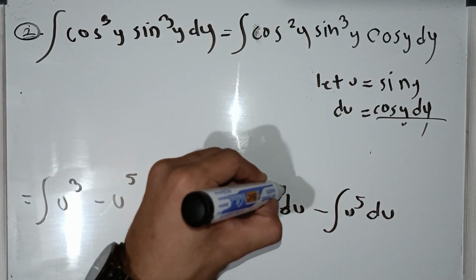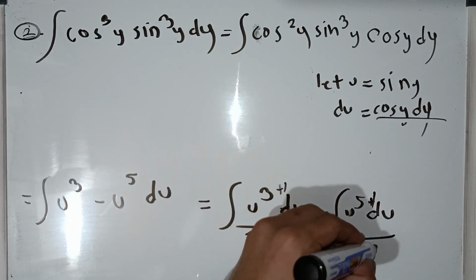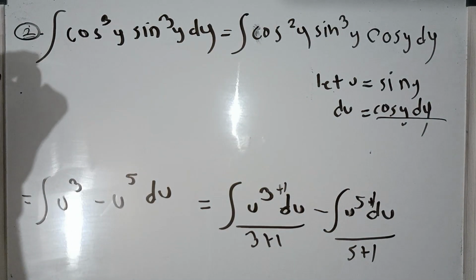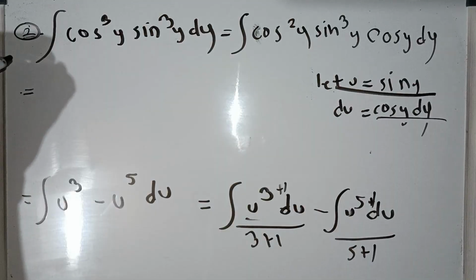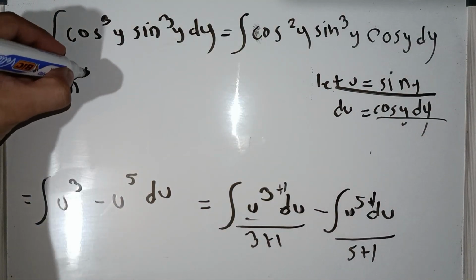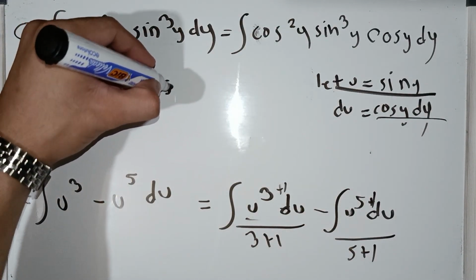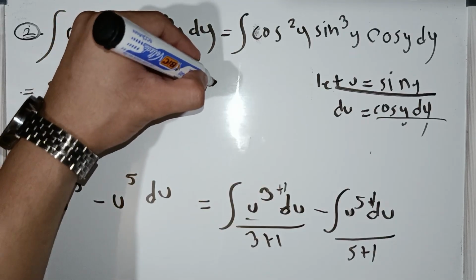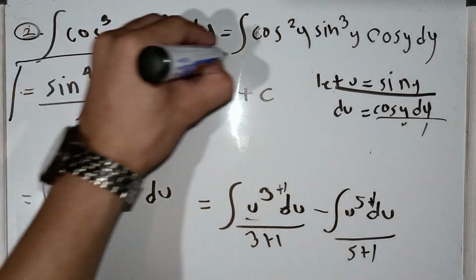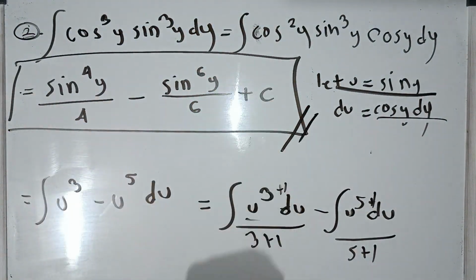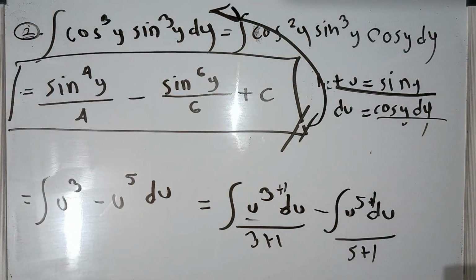3 plus 1 all over 3 plus 1, minus, 5 plus 1 all over 5 plus 1. Since we have the value of u, which is sine y, it will now become sine raised to 4 y all over 4 minus sine 6y all over 6 plus c. So that will now be the integral of our function, the integral of cosine cube y sine cube y dy.